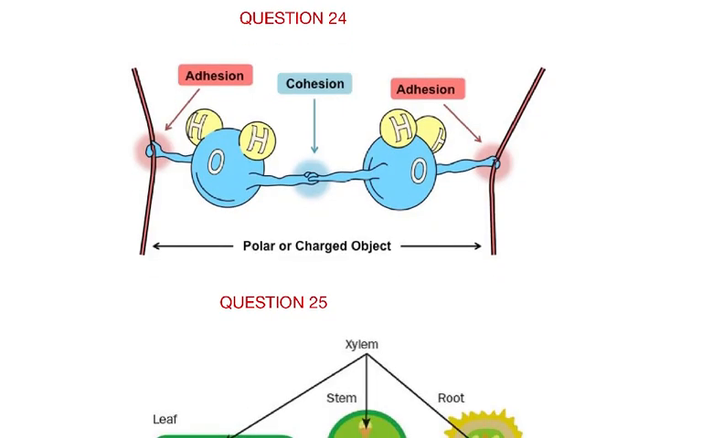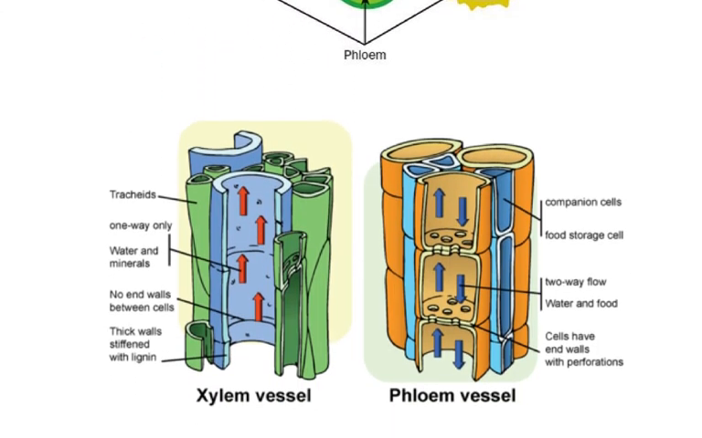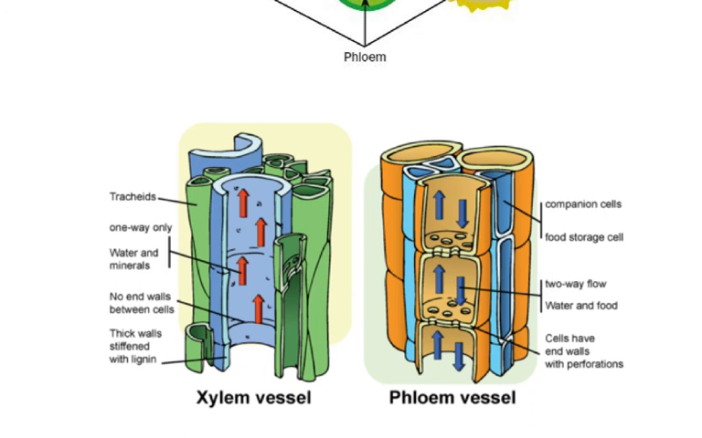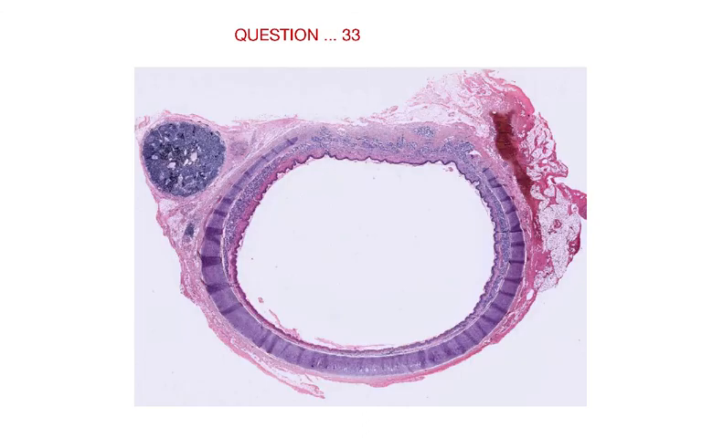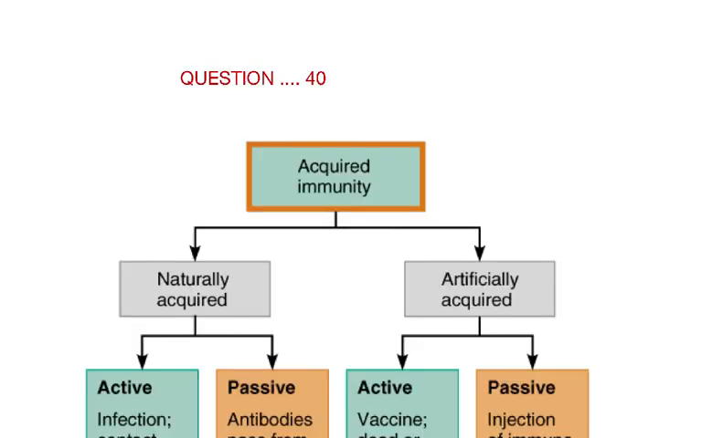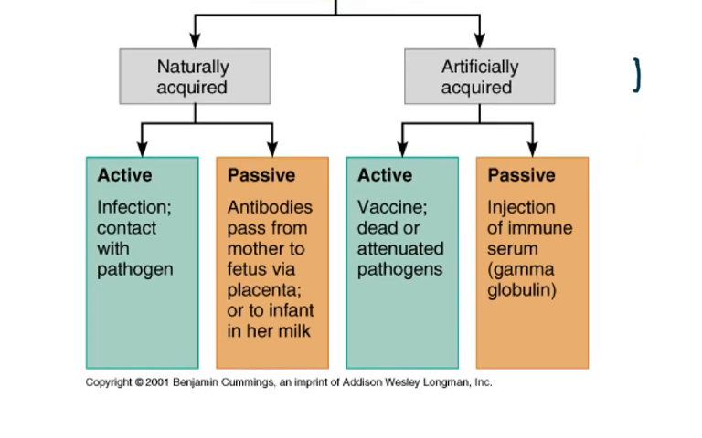Question 24 and question 25. Question 27. 33. And of course, the last question is on natural and passive immunity: natural active, natural passive, artificial active, and artificial passive.